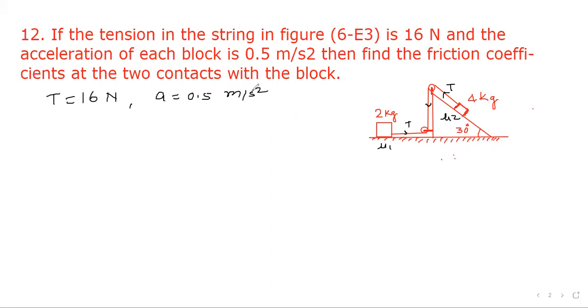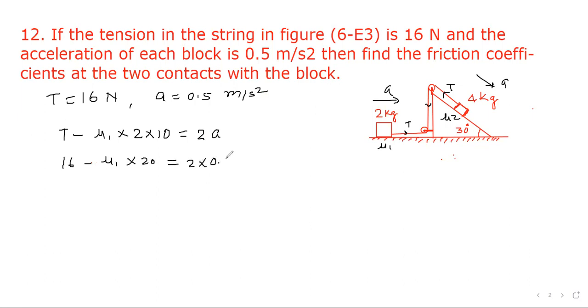Now, tension is the same throughout. So let's consider the motion of this 2 kg block. Suppose acceleration in this direction is A. So we can say that tension minus friction, friction is mu1 times mg, m is 2, g is 10, is causing motion in the 2 kg block, 2A. Now we can put the values. T is given as 16, so 16 minus mu1 into 20 equal to 2 into 0.5.